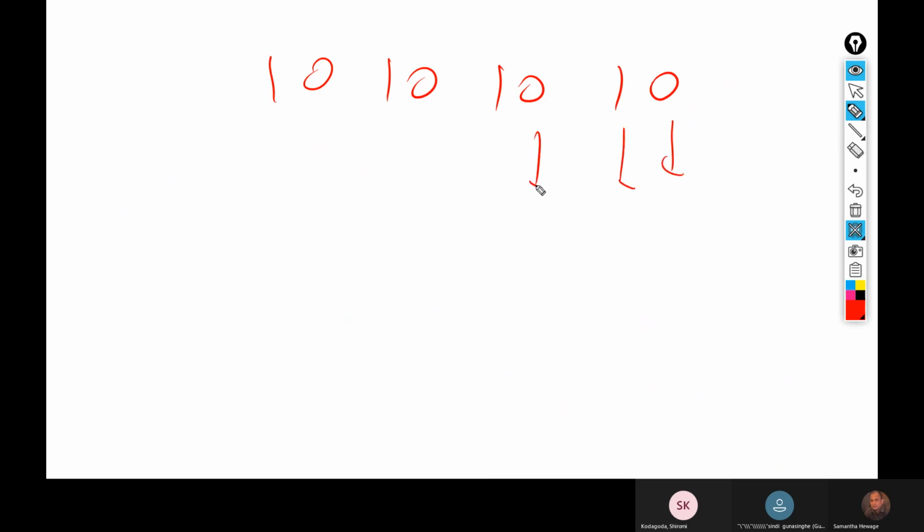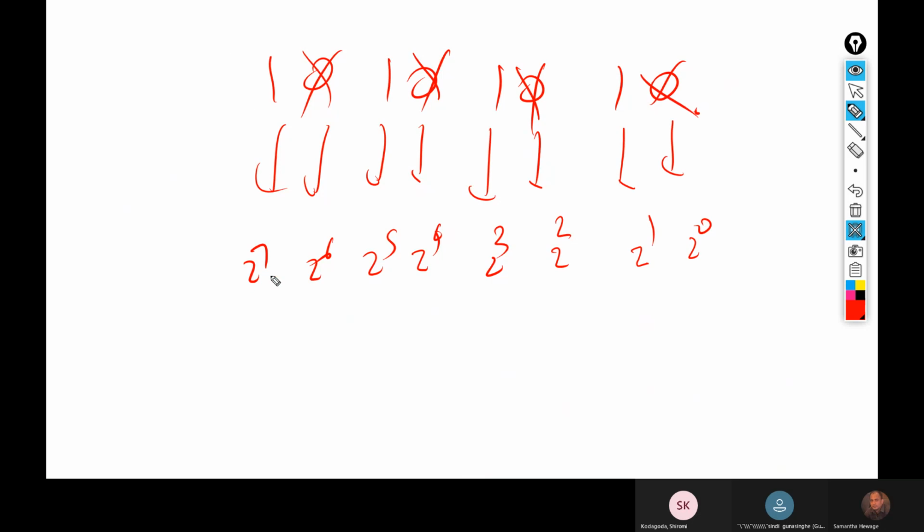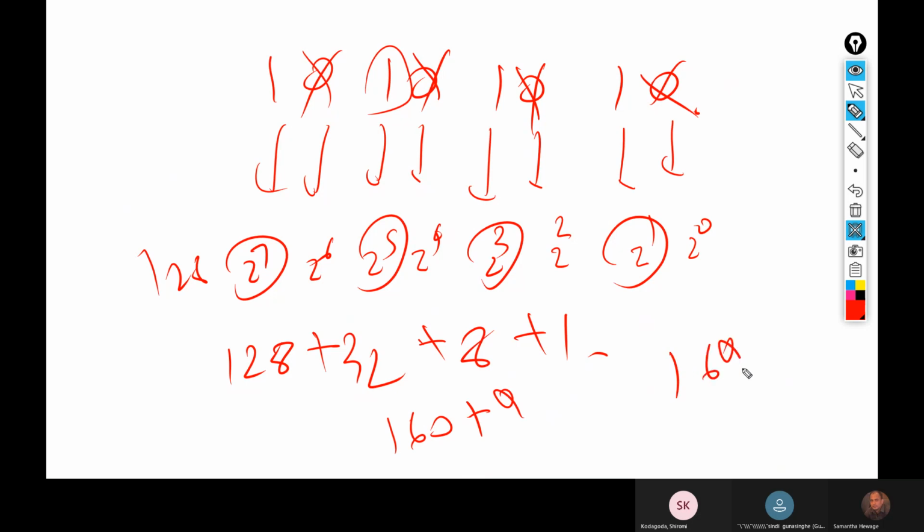If you go with the binary numbers, we can get the decimal. Here, 2 to the power 0, 2 to the power 1, 2 to the power 2, 2 to the power 3, 4, 5, 6, and 7. These are not calculated. We can ignore these values. Here 128, because 2 to the power 7 is 128 into 1. Here 2 to the power 5, 32. Here 2 to the power 3, 8. Here 2 to the power 1, 2. Right, 128 plus 32 is 160 plus 9, 169.